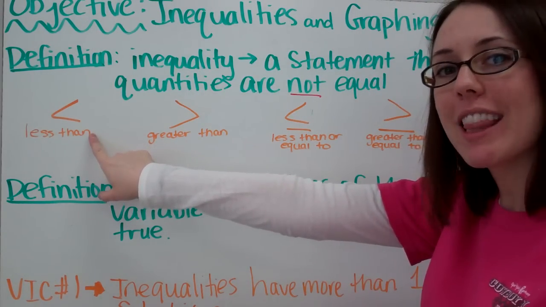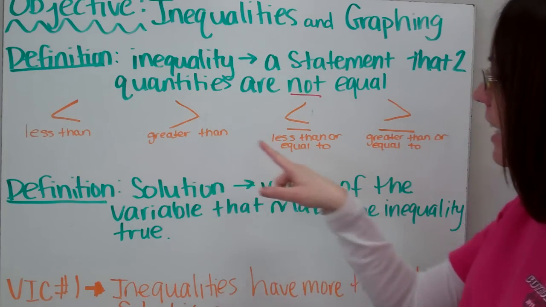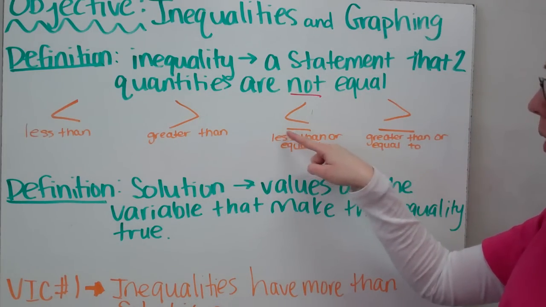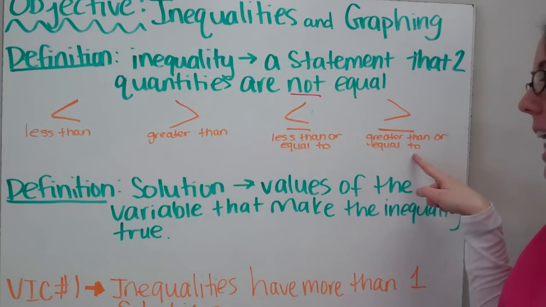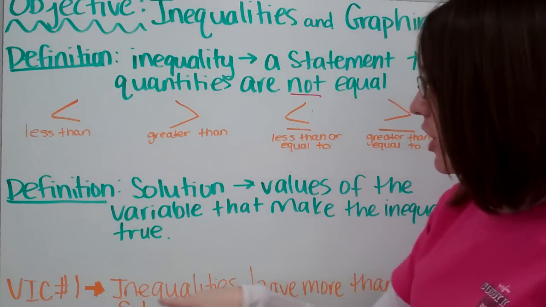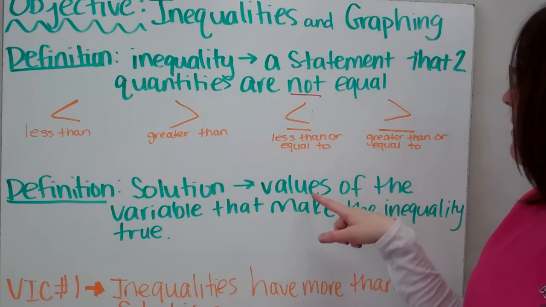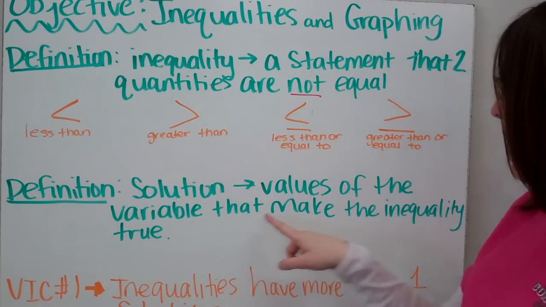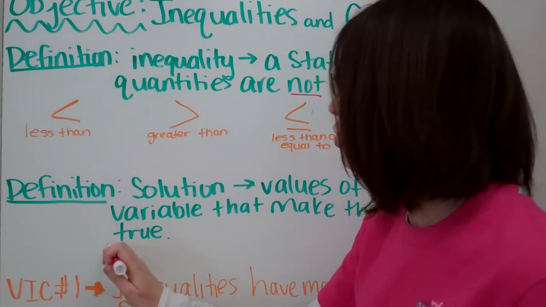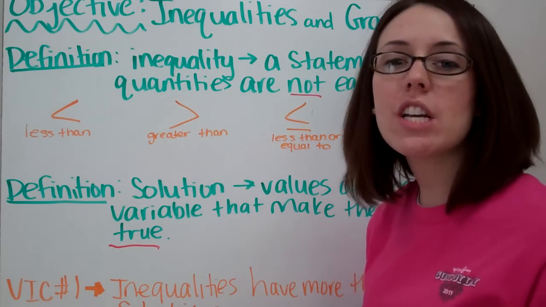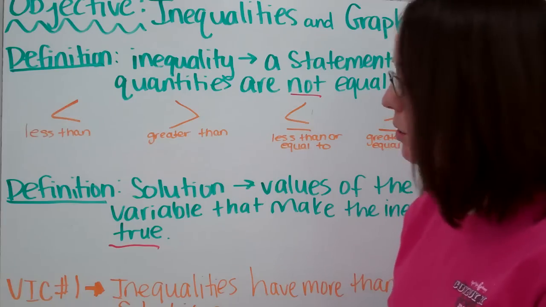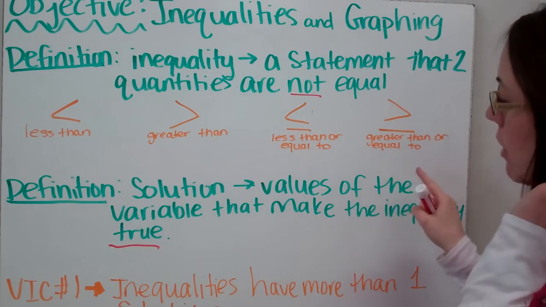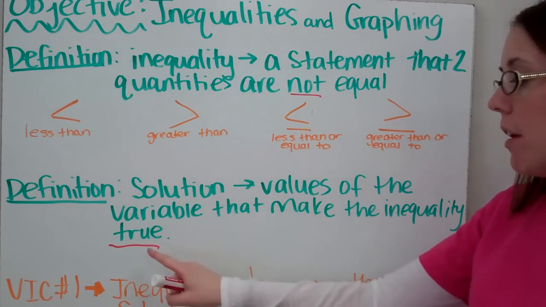Remember, this is the symbol for less than, greater than, less than or equal to when it has the line under it, and greater than or equal to when it has the line under it. Next definition: a solution is values of the variable that make the inequality true. Whereas an equation has one solution, an inequality could have several solutions.